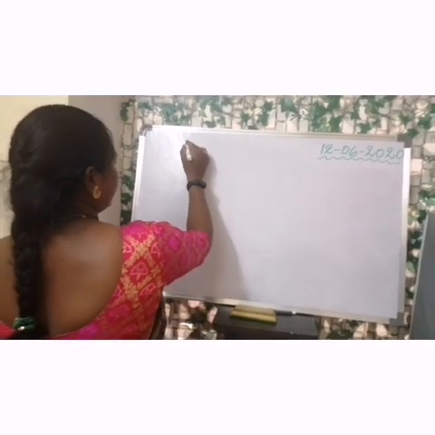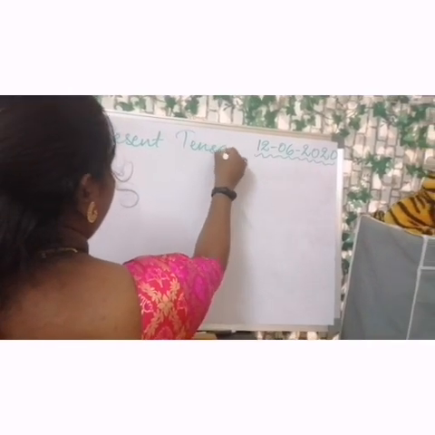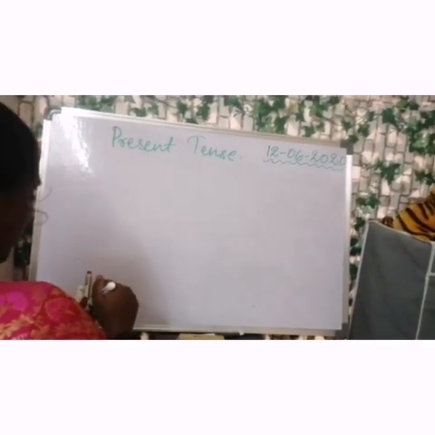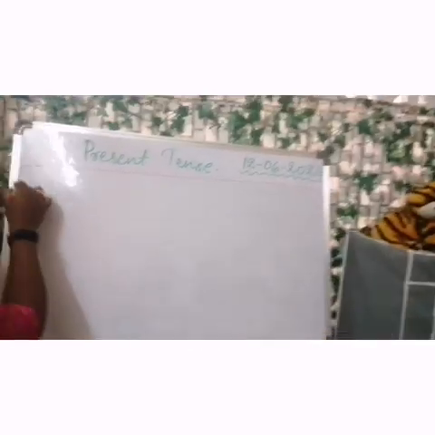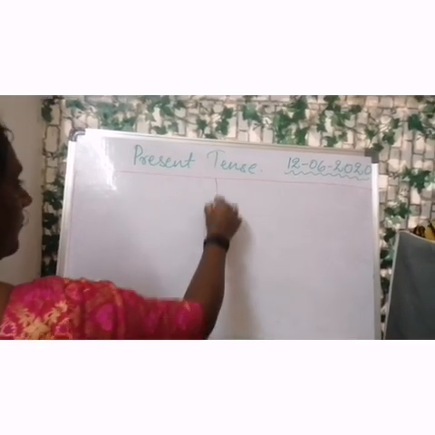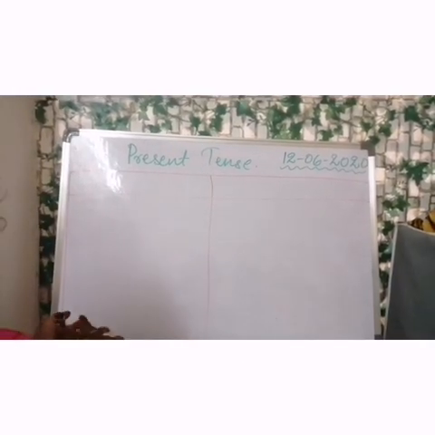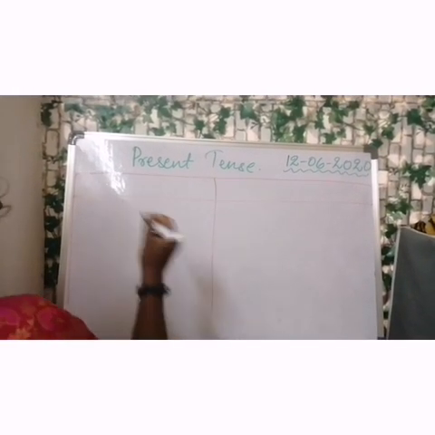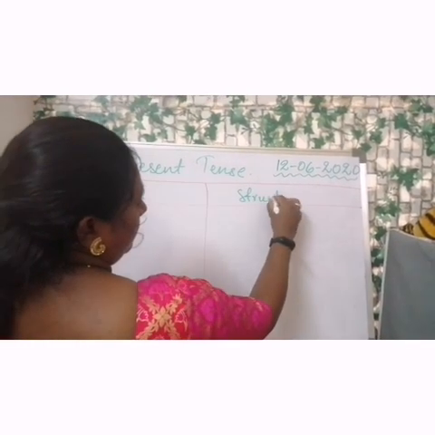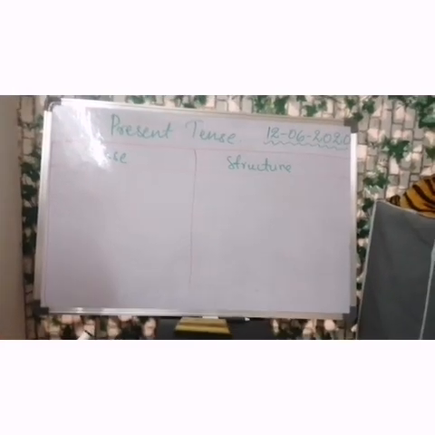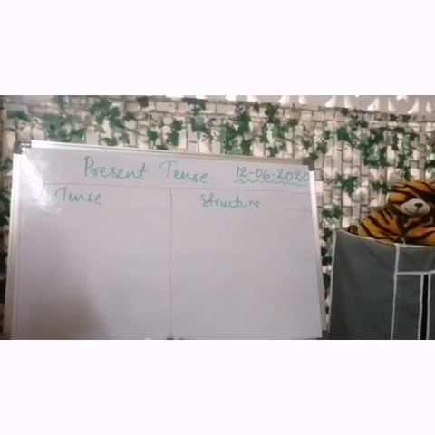For example, present tense. Of course, we have 4 types in this one. And now with this one, I should write tense and structure. So I mentioned 4 tenses here, 4 tenses and 4 structures.